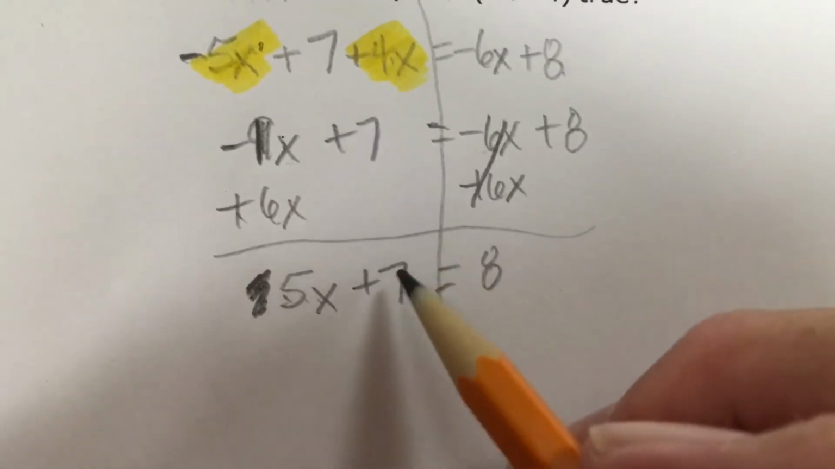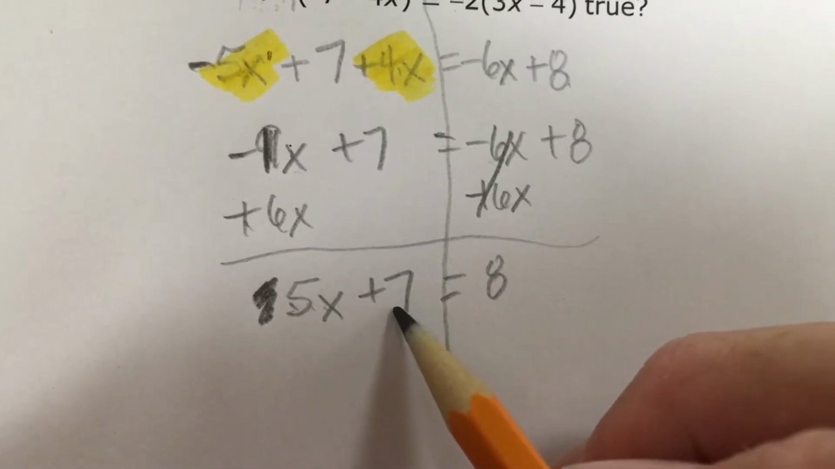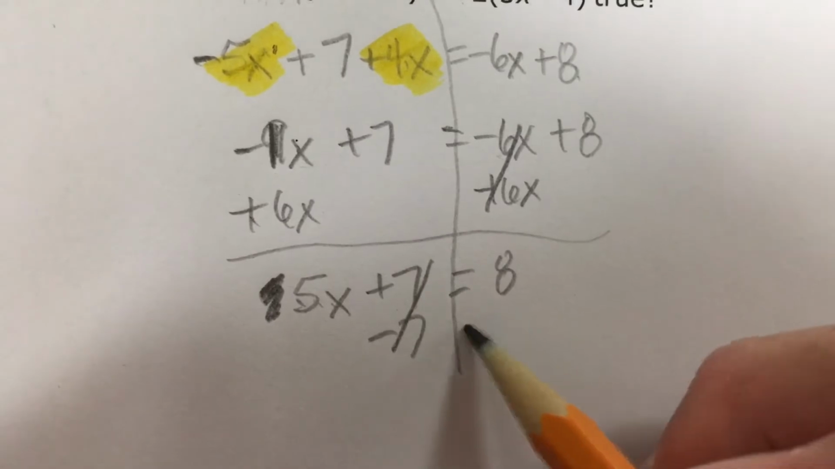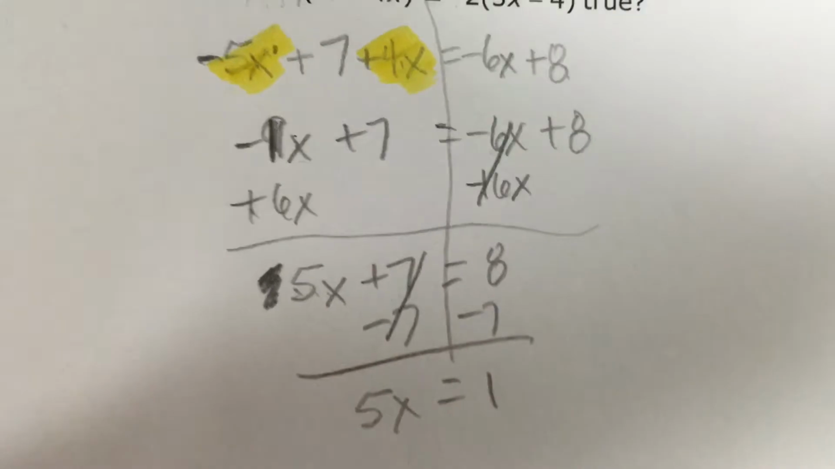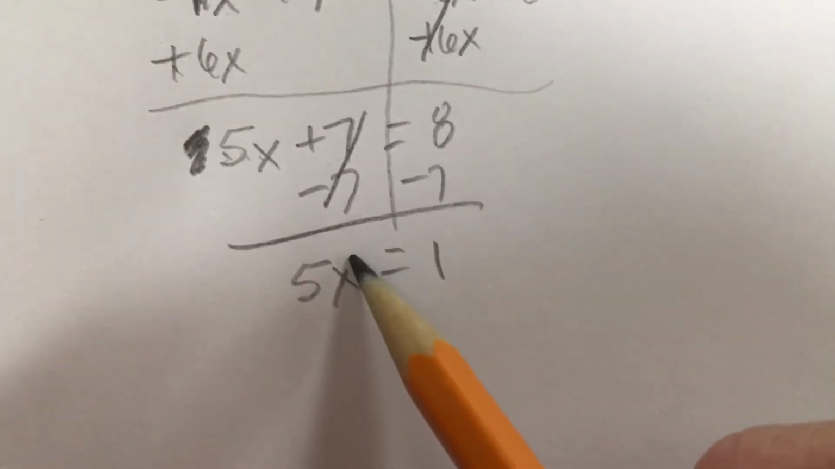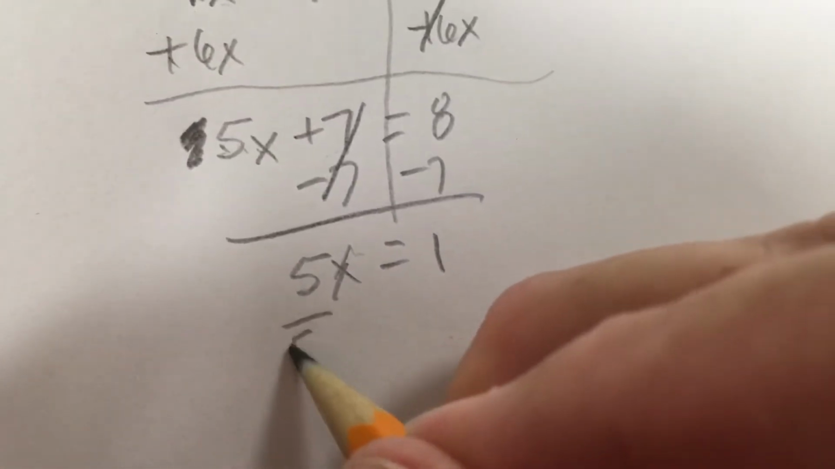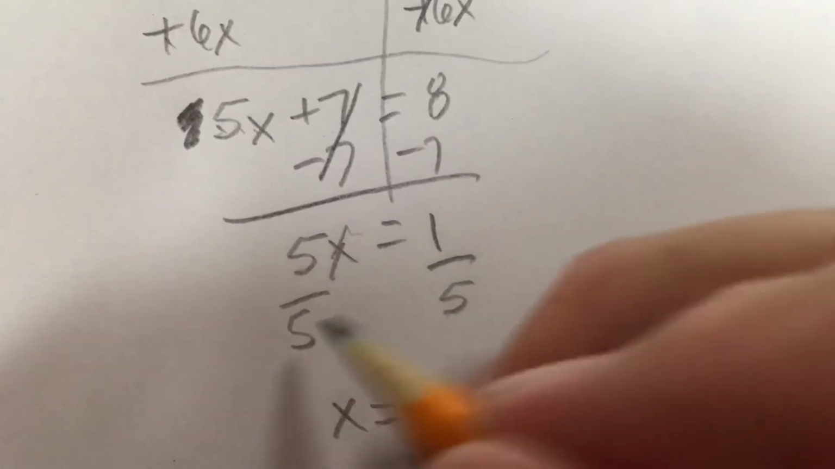And then next, I only have x's on the left, which is good. I don't want any numbers on the right. I don't want any numbers on the left, so I'm going to move this over to the right side. So I'm going to subtract 7 from both sides. 5x equals 1. And then finally, I am going to divide both sides by the number in front of x to get my answer. So x equals 1/5, which is answer choice J.